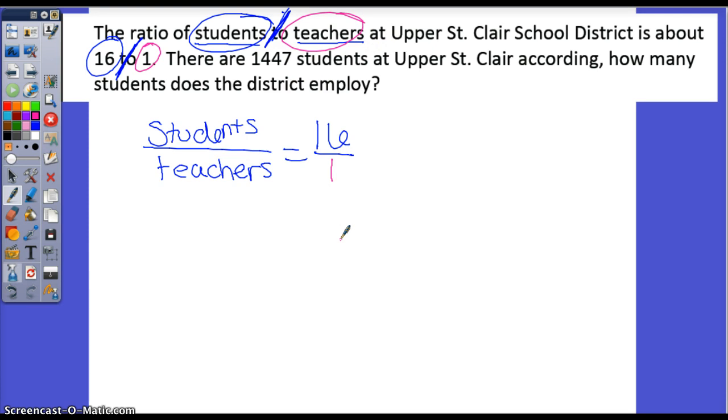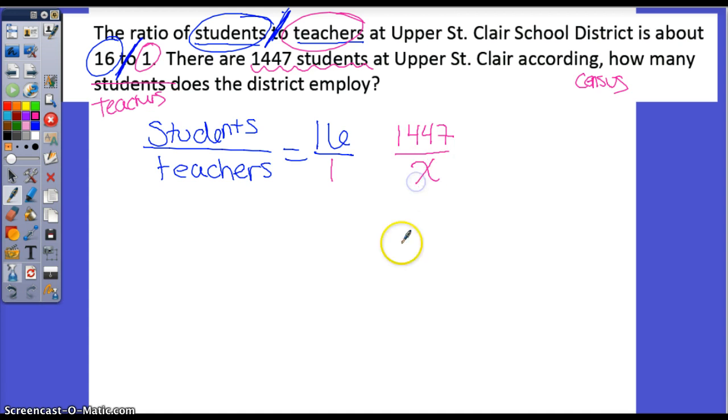There are 1,447 students at Upper St. Clair, according to a census. How many students does the district employ? And I'm sorry, this should say how many teachers does the district employ? And yours is correct. So I want to figure this out. Students was on top. I know that there were 1,447 students. I want to know how many teachers that is.